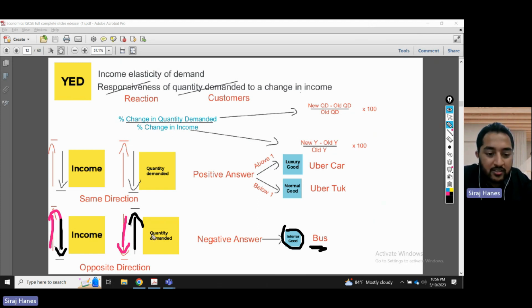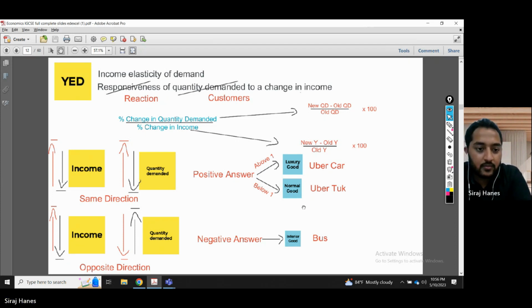You only take the bus, let's say, if you don't have money, because your money is going down. See the black arrow? You demand the bus more. If your money goes up, your income goes up, you won't demand the bus. You go in a car, maybe a taxi. So again, in the opposite direction of arrows is a negative answer. Again, basic math, guys. Plus into minus is minus. Minus into plus is also minus. So if the arrows are in opposite directions, that means it's a negative answer. When income goes up, quantity goes down, and vice versa.